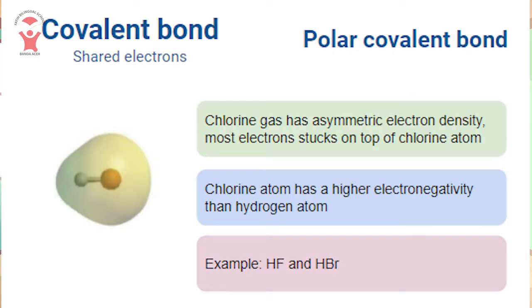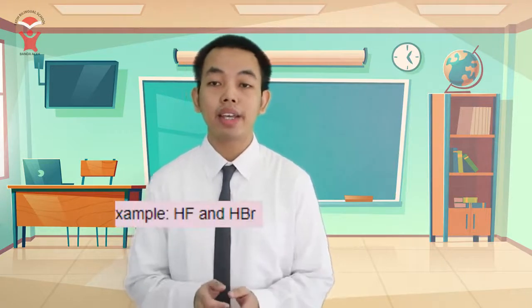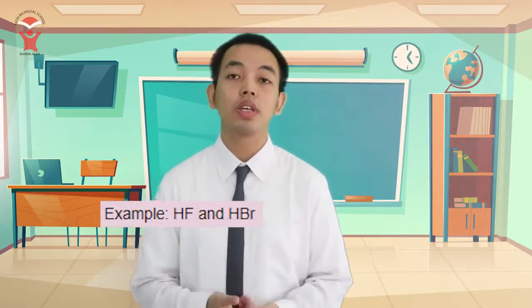Let's take a look at hydrochloric acid. Hydrochloric acid has asymmetrical electron density and most of the electrons are stuck on top of the chlorine atom. This is because chlorine has a higher electronegativity value than hydrogen. Most halogenic acids such as hydrofluoric acid and hydrobromic acid have polar covalent bonds.